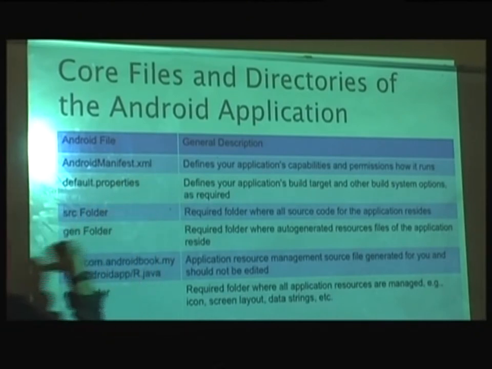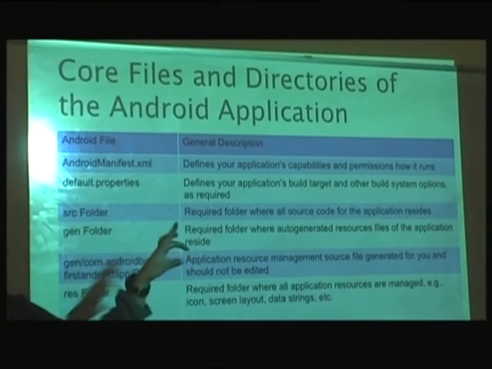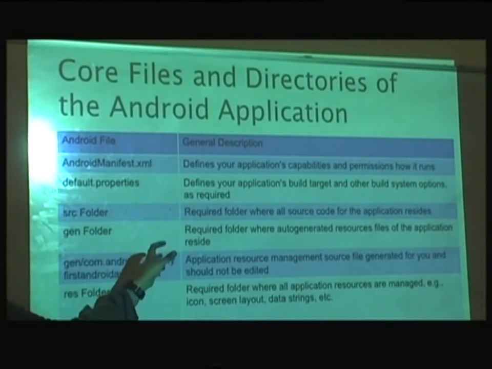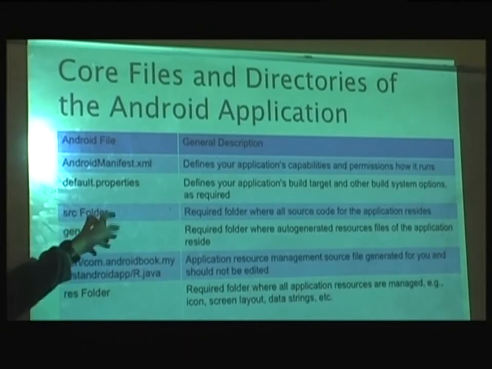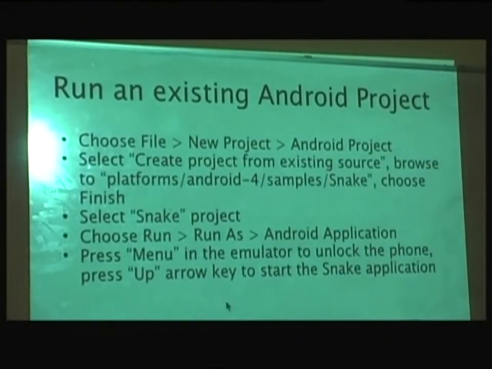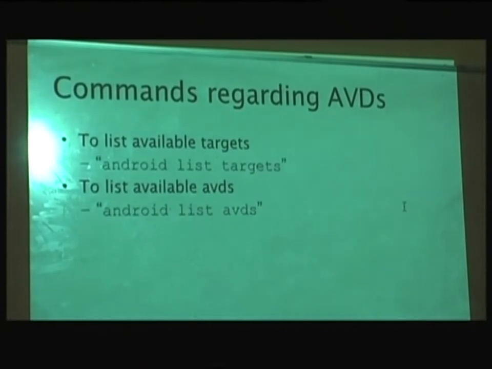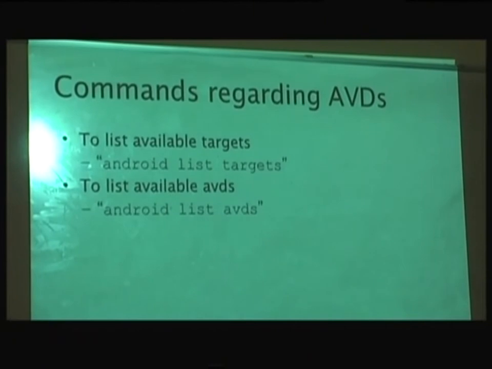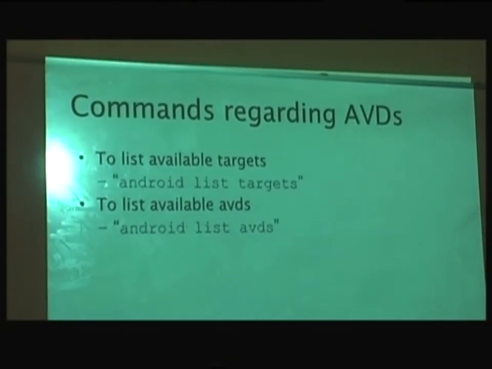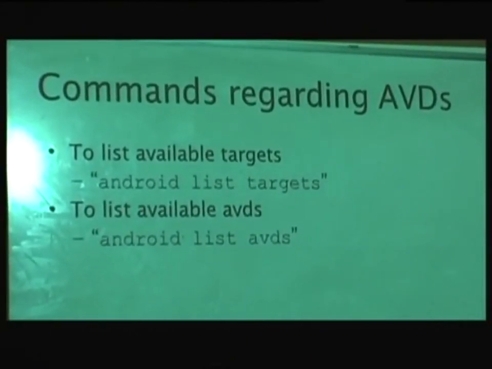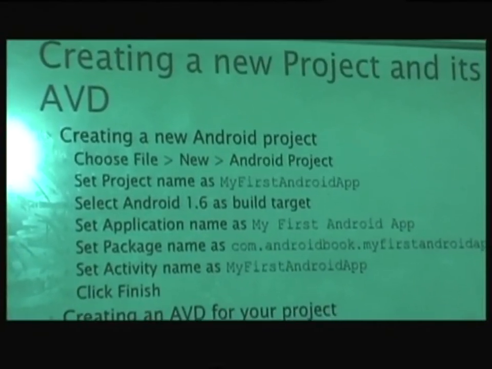In Android, if you use Eclipse, all these folders will be created automatically for you. So you don't need to worry about all of these folders. You just compile your code and you will get all these folders. So this is a source folder where you will put all your source code. So you can see all the available targets, and then these are the standard commands that, depending upon your installation, you can see which AVDs and targets are available.